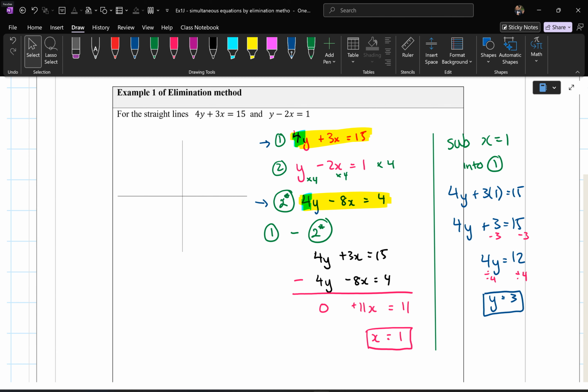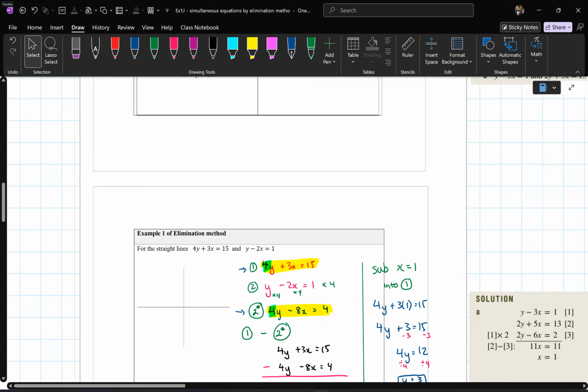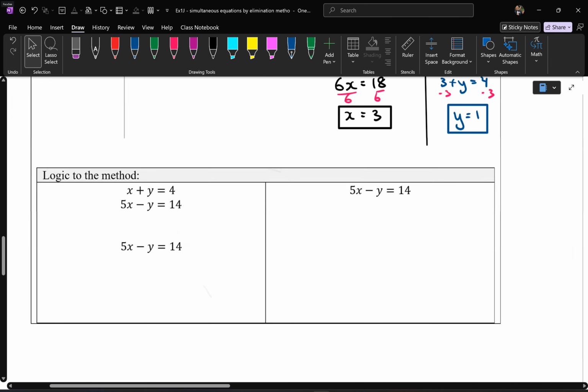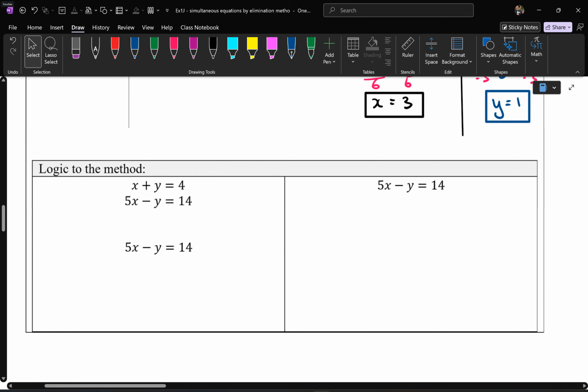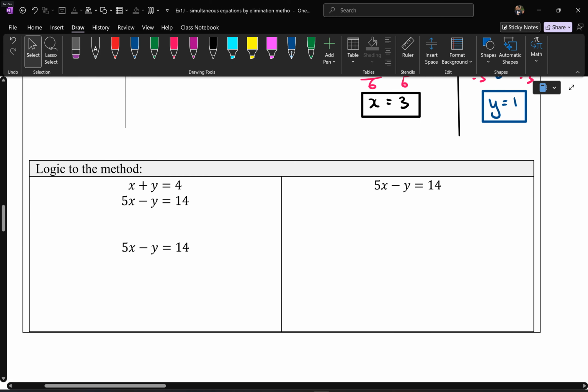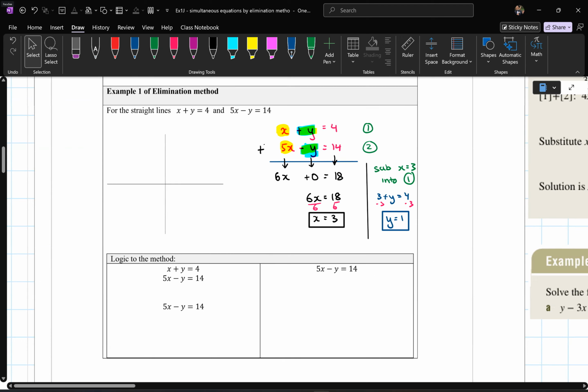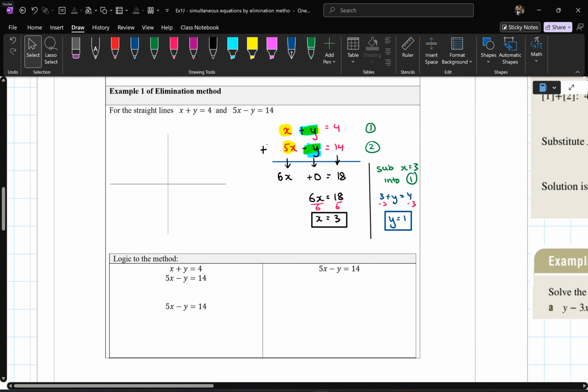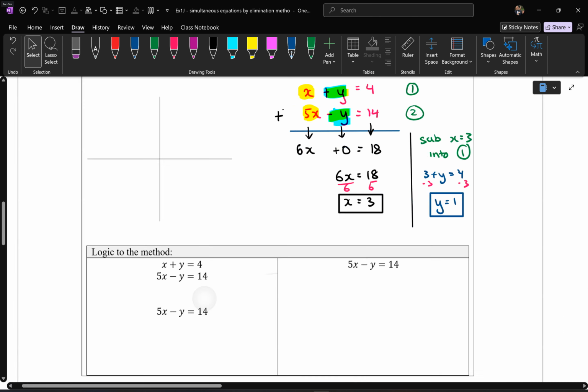Oh, good. I'll show you how cool it is, okay? It's a very simple idea. It goes back to year 7. So, here's the logic. Go back to the previous page. So I gave you this equation before. I said x plus y equals 4 and 5x minus y equals 14. So I just wrote it again here, right? Here's the logic.